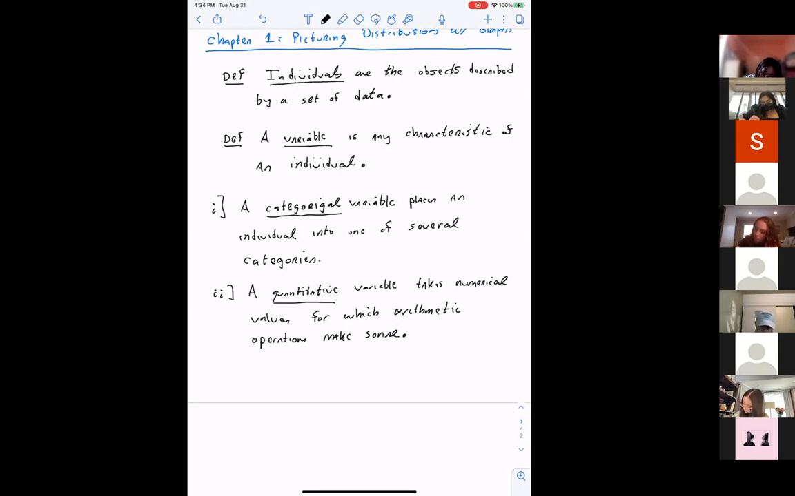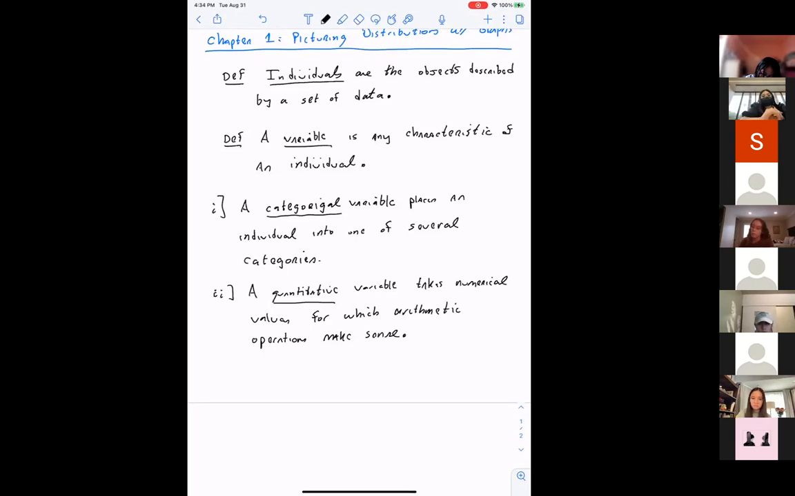Can anyone think of a number that you would assign to a specific individual that is more of a category than it is a quantity that you can do math with? Zip code. Age? So I heard and saw three answers, one of which was correct. And the answer was zip code.